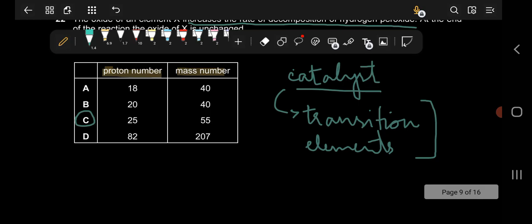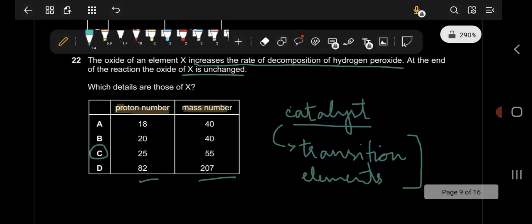ठीक है? And आपके पास periodic table होता है, you can always tell your answers with the periodic table. This could also be 82 और 207 भी हो सकता था, but अगर ये periodic table में 82 और 207 एक transition element का mass और proton number होता तो हम ये भी कर सकते थे, पर नहीं, हमने periodic table से देखा कि 25 और 55 जो हमारा है वो हमें एक transition metal का चाहिए था, क्योंकि catalysts are always transition elements. ठीक है? I hope I made myself clear.